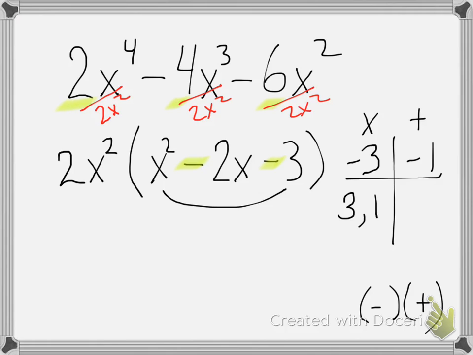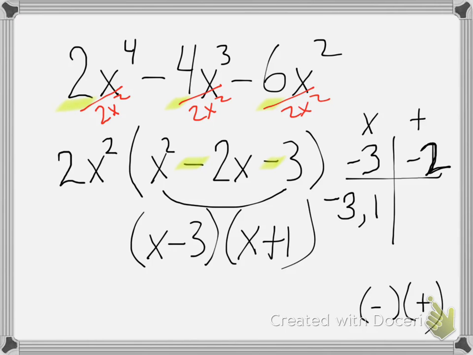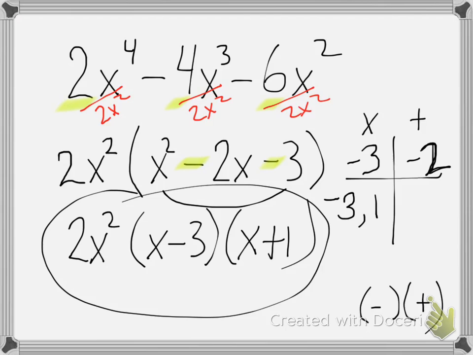Okay. Oops, add to negative 2. Ooh, almost screwed up there. I was like, wait a minute, those don't add to 1. So if it's going to add to a negative 2, that means the negative has got to be on the 3. So then I can go x minus 3, x plus 1. And I bring the 2x squared down. So there's my final answer.